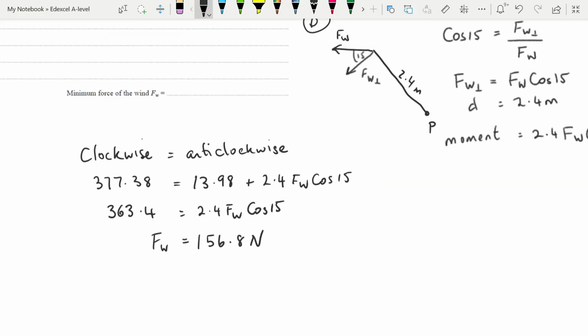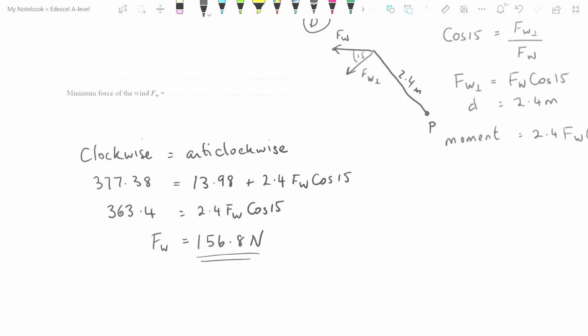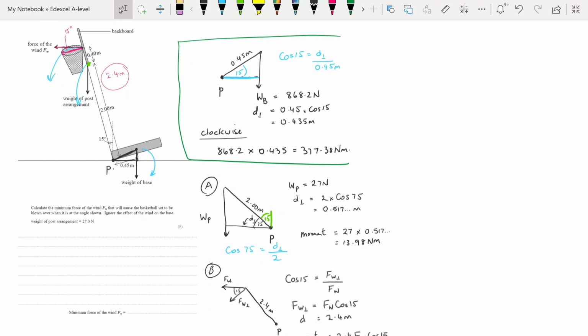Any more force than that, it's going to topple over. So they asked us for the minimum force that will cause it to topple over, and there it is. What have we learned from this question? First of all, although it is a high mark question, it is a lot of work for 5 marks. So you need to do it in about 7 minutes.